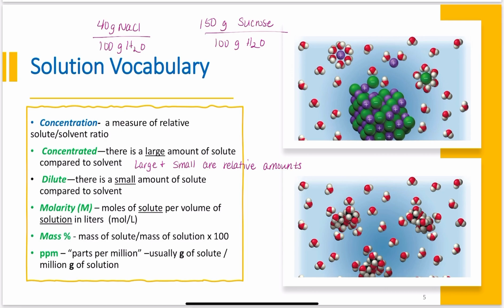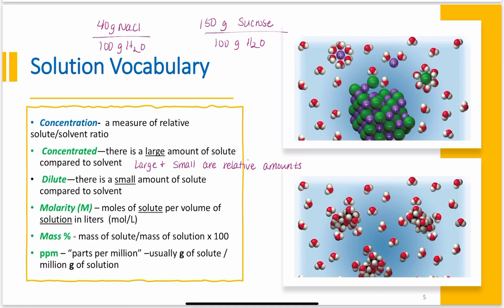Dilute, there's a small amount of solute compared to solvent. Again, these are relative. I can make one solution. I could then add more of my solute to it, hence making it more concentrated. I could take that original solution I made and mix some of it with more water, hence making the solution more dilute. These are relative to one another and relative to your starting point.